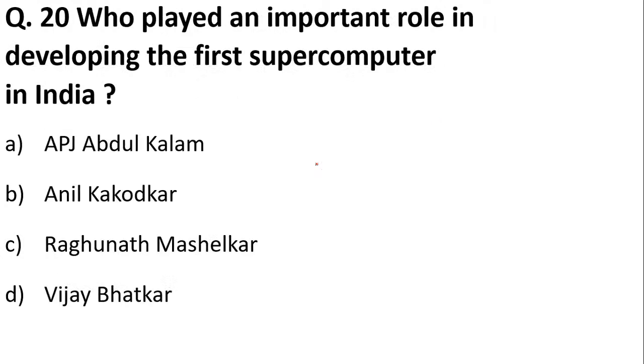Who played an important role in developing the first supercomputer in India? Who is that person responsible for the first supercomputer? It is Vijay Bhatkar. He is the person responsible for supercomputers. So this person has a very crucial role. He is also known as the architect of the supercomputer. Param is the first supercomputer in India, and it was developed in Pune, in CDAC Pune. Vijay Bhatkar, you have to remember this term.